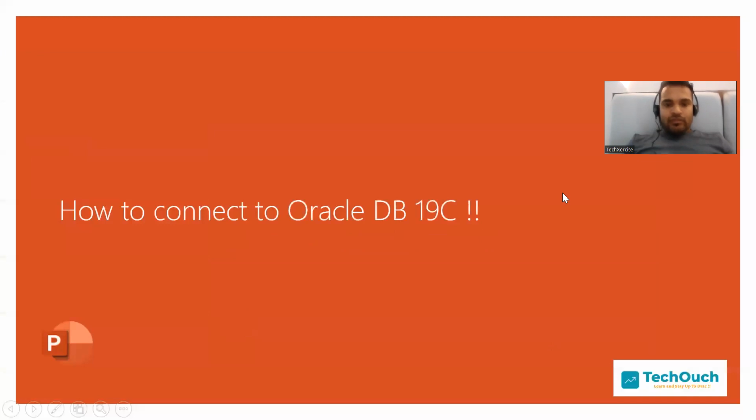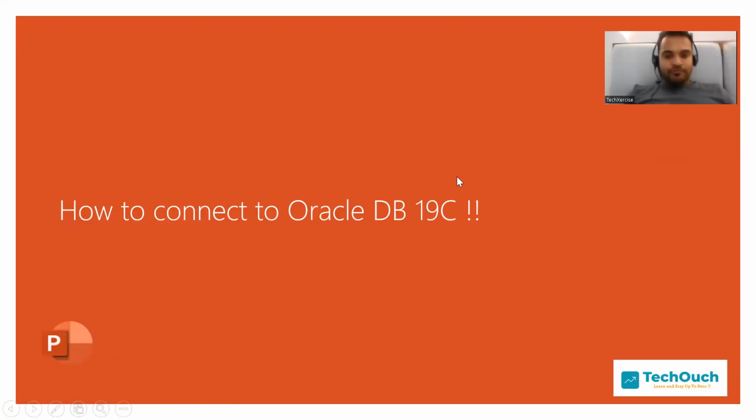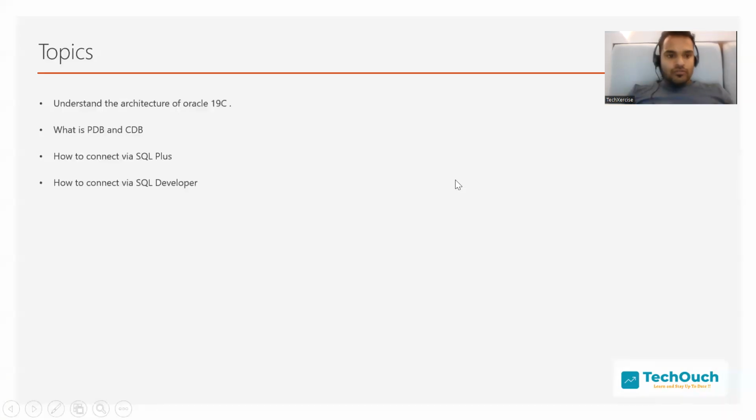Before we go there, let's understand a bit what is Oracle 19c, and how it is different from the previous version, Oracle 12c. So we'll go through these topics, understanding a bit of its architecture. Then I will explain the concepts called a pluggable database and a containerized database, what's the difference between them, and why it is needed. Then how to connect via SQL Plus and SQL Developer.